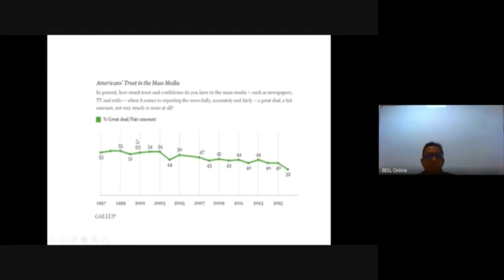You know, the trust has reduced over the years from 53% to 32%. So that is the situation. People don't trust mass media. That is clear in this as well.